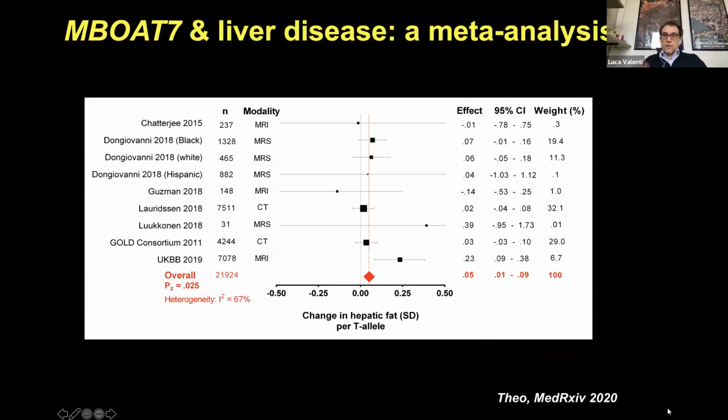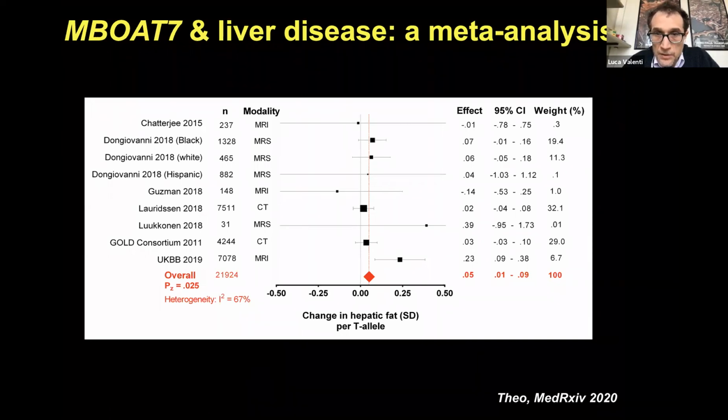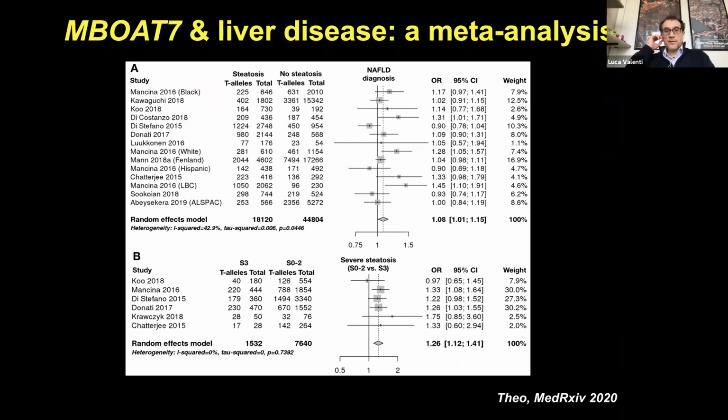So what we have very recently confirmed, in a collaborative large international effort which encompasses an individual patient data meta-analysis of a huge number of individuals, more than 21,000 in this case for hepatic fat accumulation, is that indeed this represents another risk factor for hepatic fat accumulation in the liver, increases the risk of steatosis, and this translates into an increased risk of developing NAFLD.